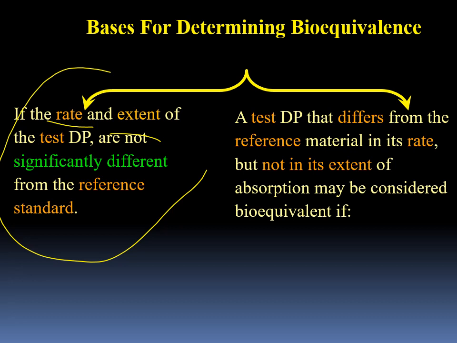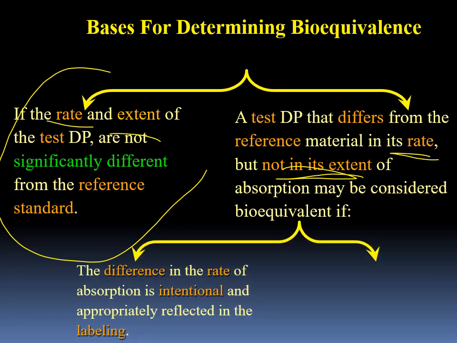So the second case is that they could have different rate and the same extent, but the difference in rate should be intentional. For example, if you are comparing a sustained release generic tablet with an immediate release brand drug product, of course you are making your generic sustained to make it more convenient to the patient. The patient will take it one time daily instead of 3 times daily. So it's intentional. If it is intentional, it is accepted. Here the difference in rate is accepted because it is intentional. It has a benefit to the patient.